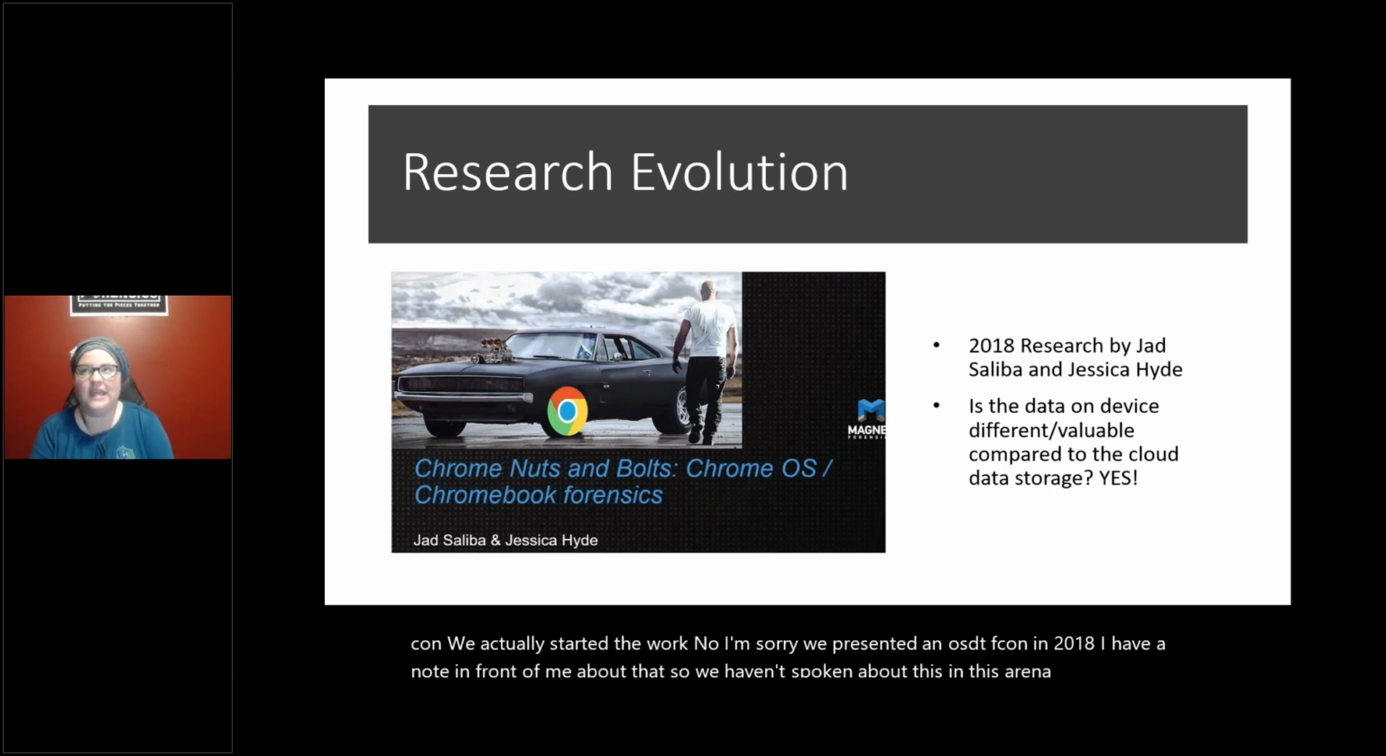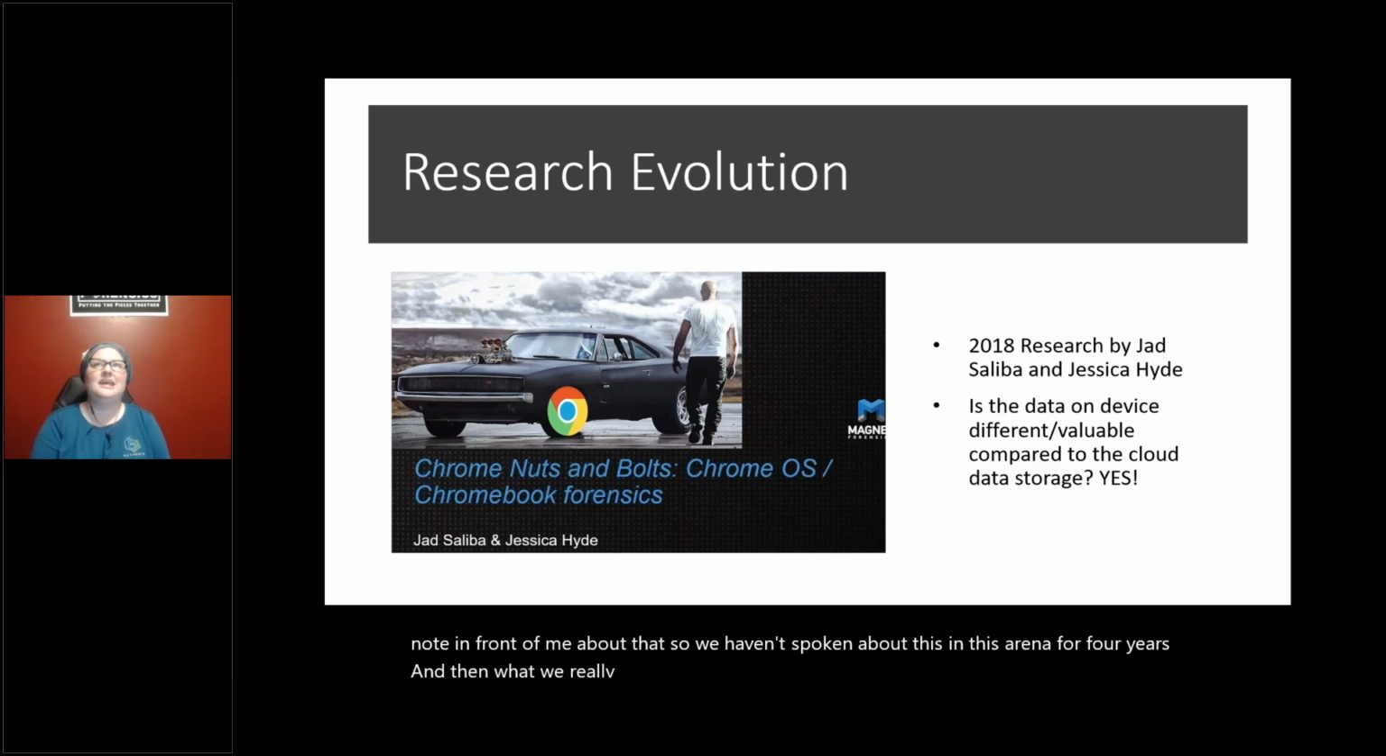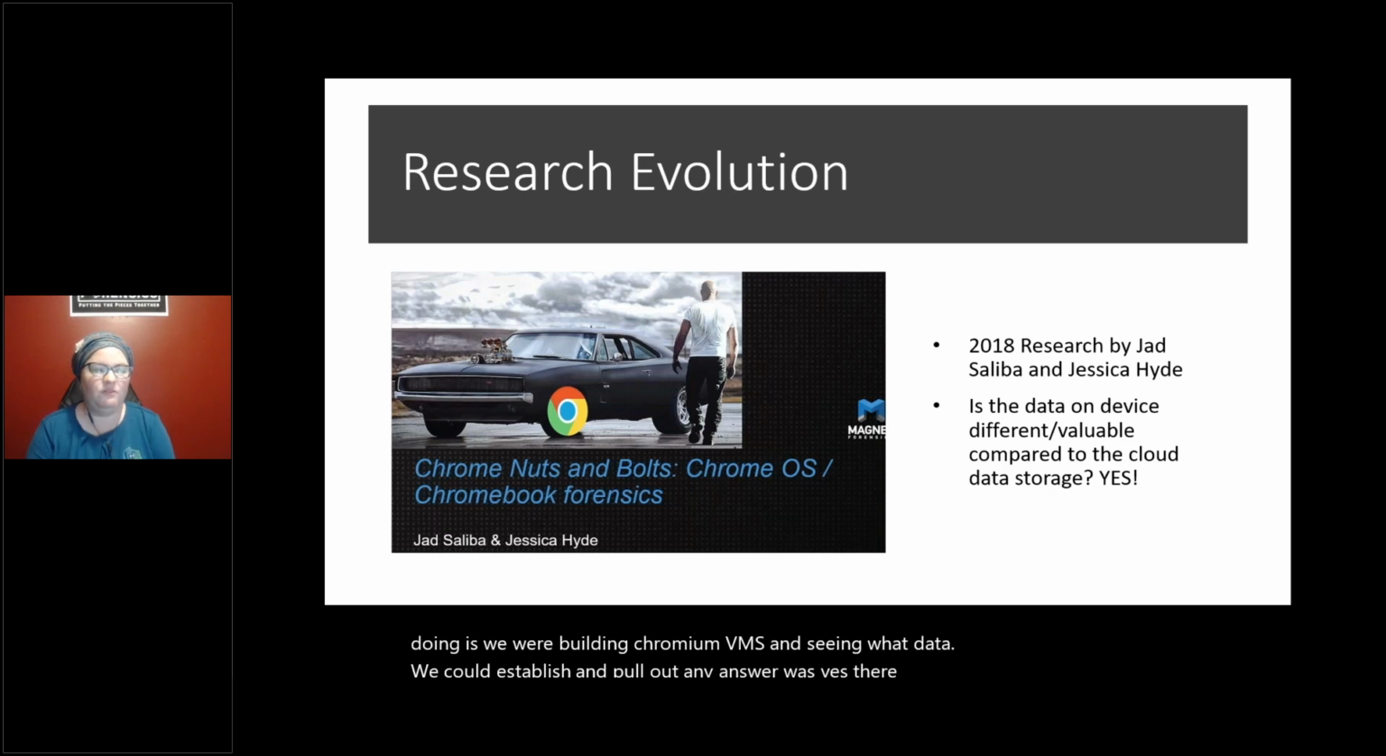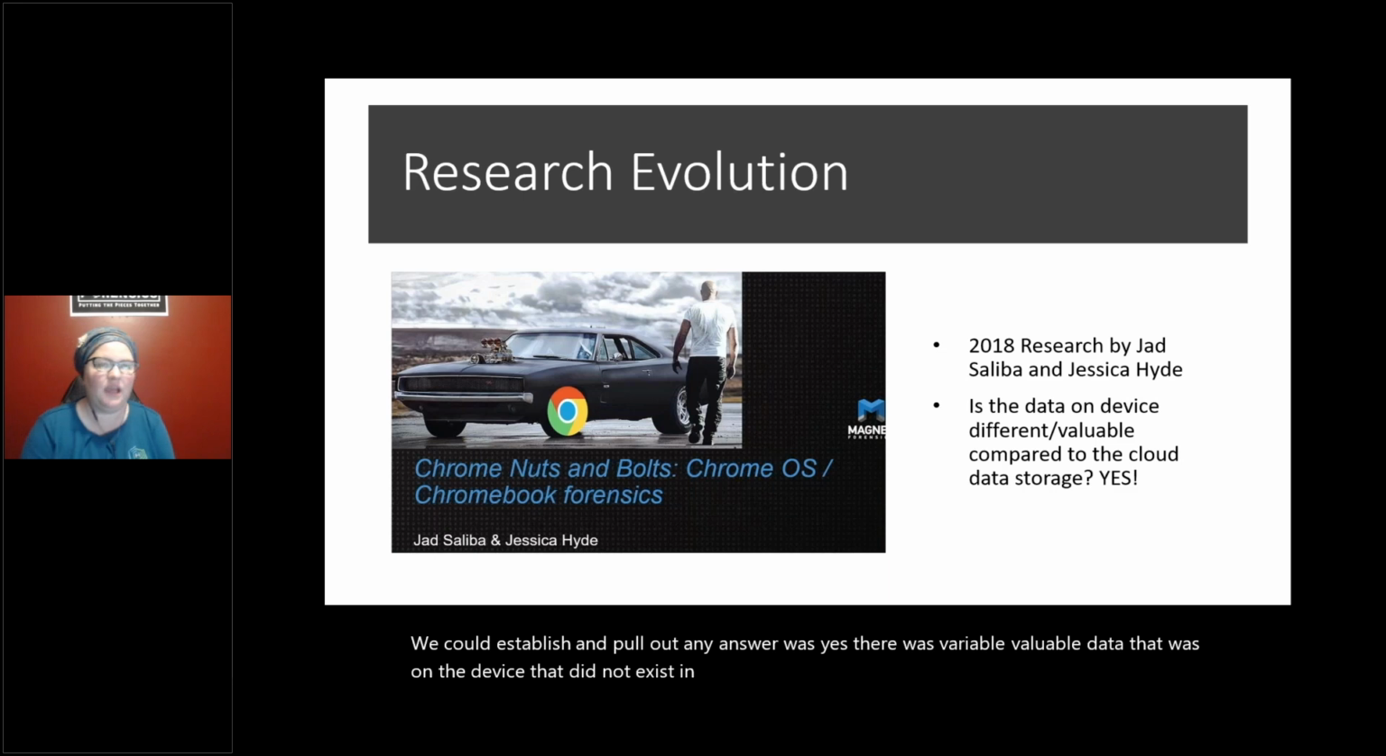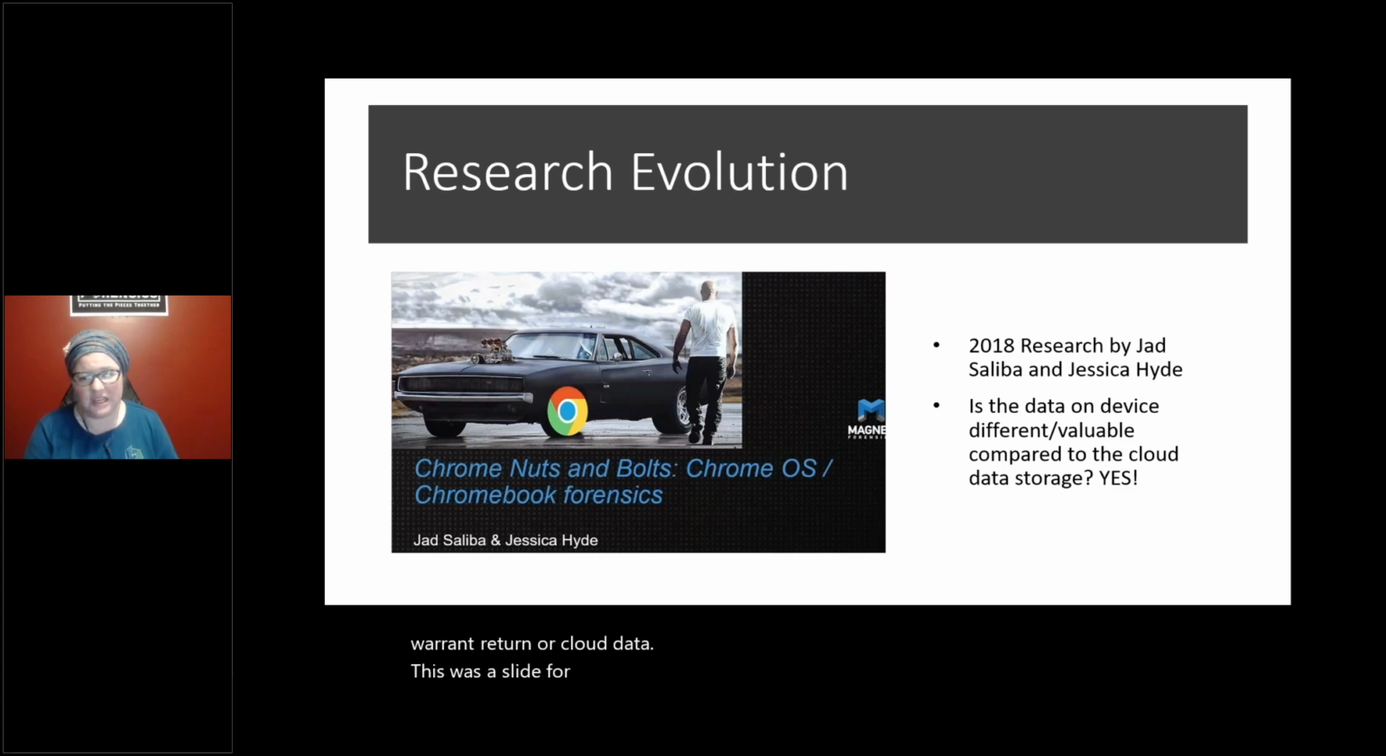What we really talked about was, is there data you can get on the Chromebook, or is all the data in the cloud? We weren't really looking at acquisition methods. What we were doing is building Chromium VMs and seeing what data we could establish and pull out. And the answer was yes, there was valuable data on the device that did not exist in cloud storage, that you couldn't get back from a warrant return or cloud data. This was a slide for that presentation I gave in October 2018.